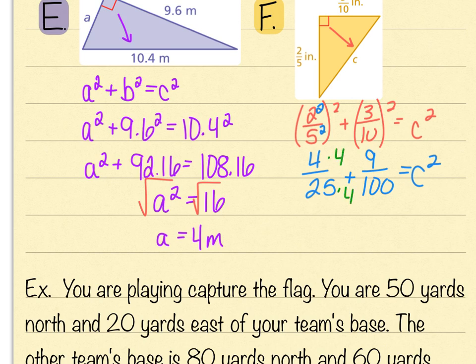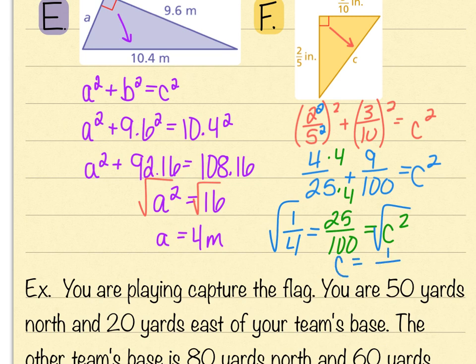16/100 plus 9/100 makes 25/100. 25/100 is equal to 1/4. And when I square root both sides to get c by itself, the square root of 1 is 1. And the square root of 4 is 2. So I get 1/2 of an inch.